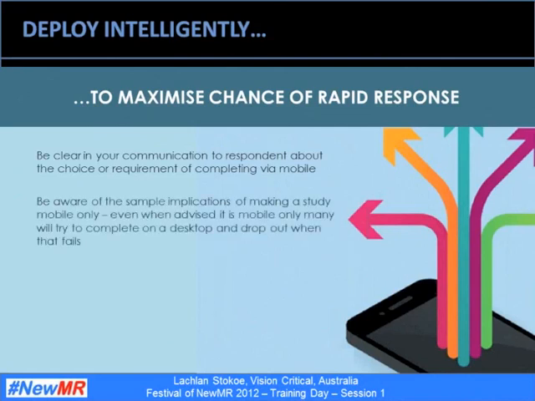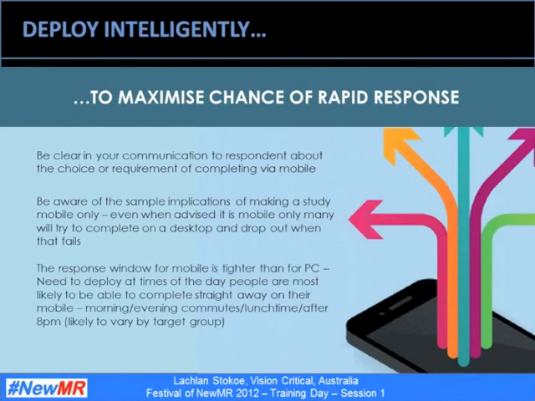If you do decide to go mobile only, be aware of the sample implications this may have, and the fact that even when advised it is mobile only, many people will still try to complete via a desktop and drop out when they fail to be able to participate. In that study I mentioned earlier, across Canada and the UK, the research showed us that this effect was around 40% that tried to complete using the wrong device and then dropped out. This third point is a biggie.